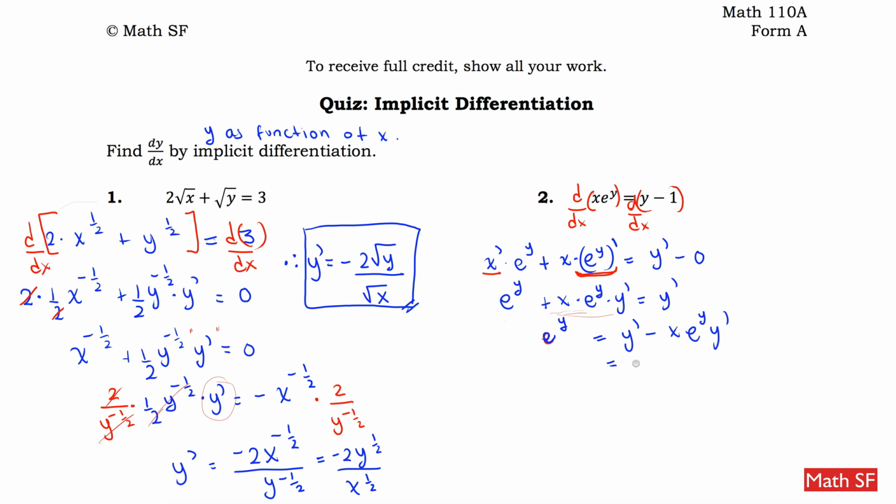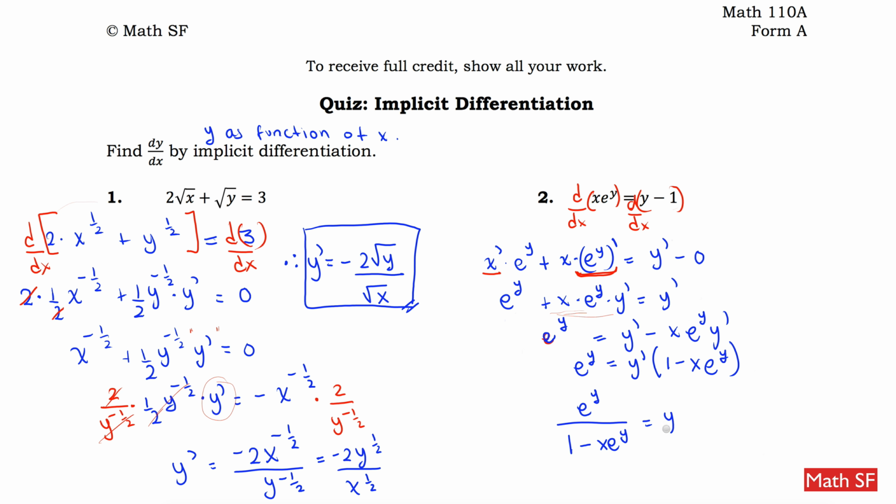Now the reason why we do that is so you can factor this guy here. So you will get 1 minus x e to the y, and on this side you have the e to the y. Now, just to leave the y prime by itself, you just have to divide. So I'm going to have to divide by 1 minus x e to the y.